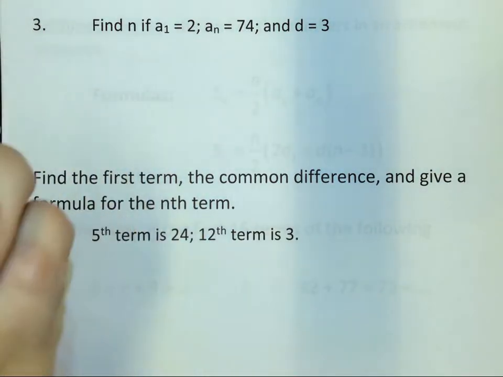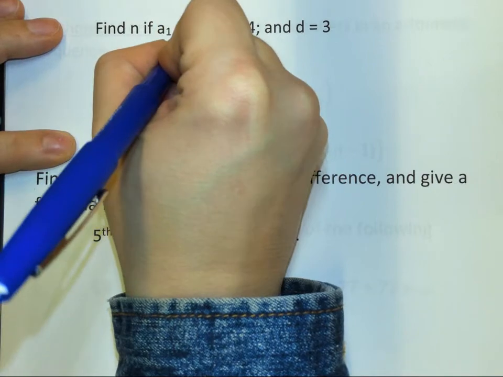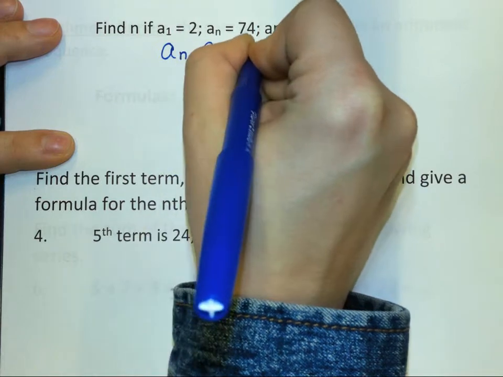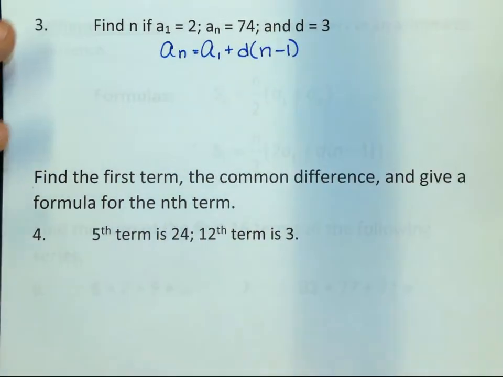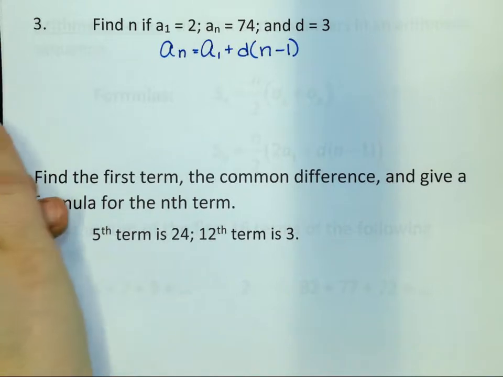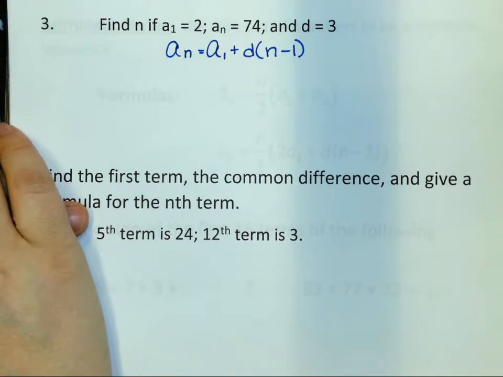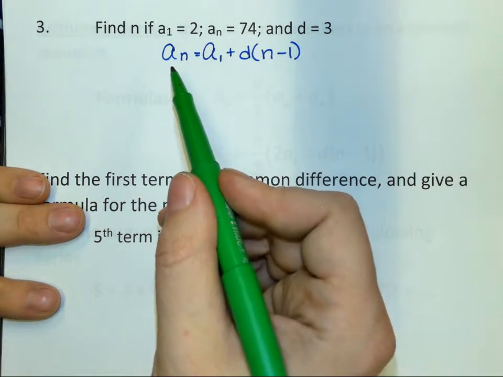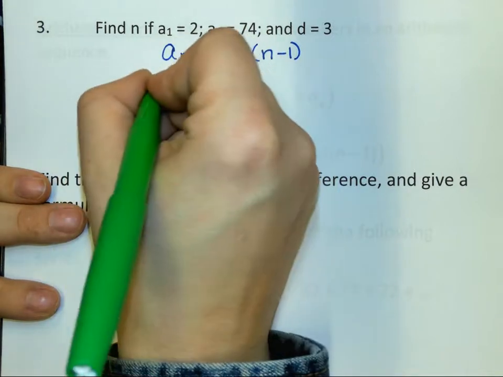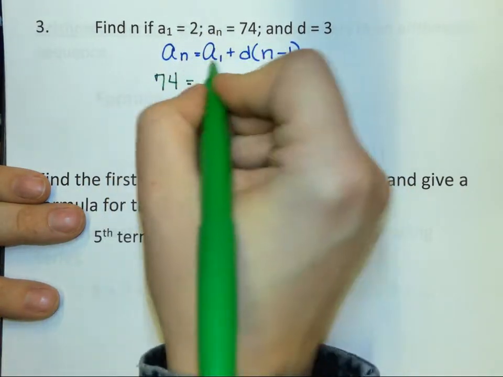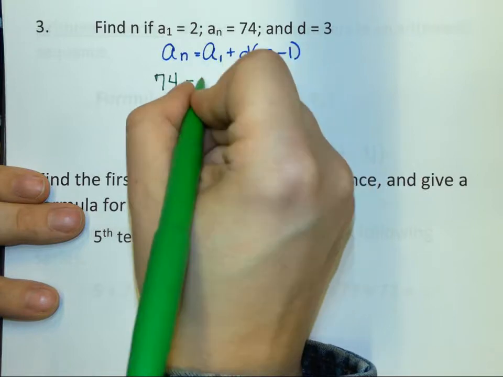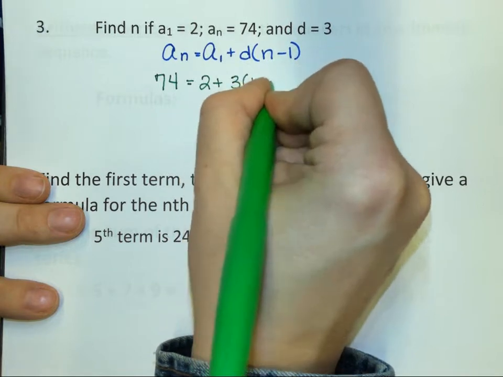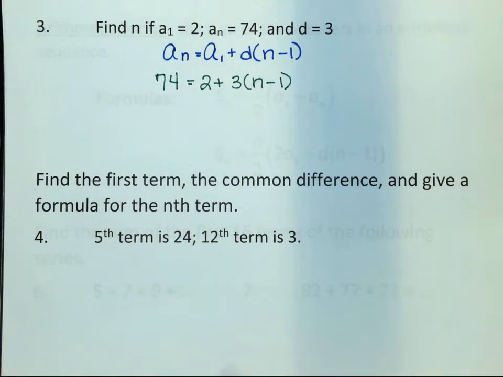Now, just in case you have forgotten, the formula that we're using here is the nth term is equal to the first term plus the difference times n minus 1. So what goes here? 74. Yeah, not a trick question. A sub 1, 2, plus 3 times n minus 1.